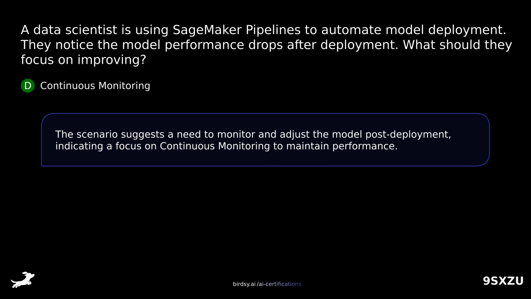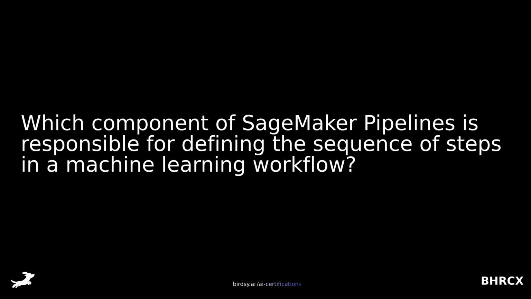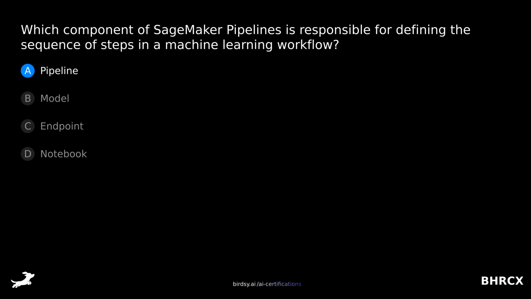The scenario suggests a need to monitor and adjust the model post-deployment, indicating a focus on continuous monitoring to maintain performance. Which component of SageMaker pipelines is responsible for defining the sequence of steps in a machine learning workflow? Is it A, pipeline, B, model, C, endpoint, or D, notebook? The answer is A, pipeline.